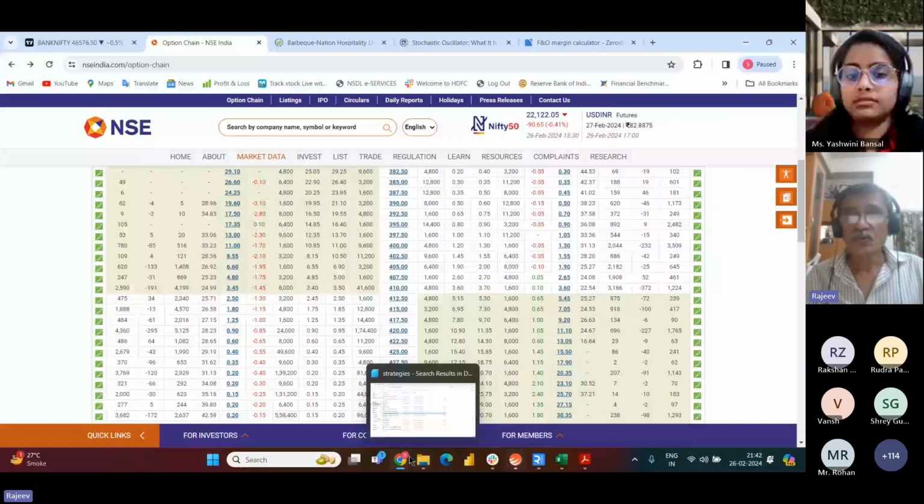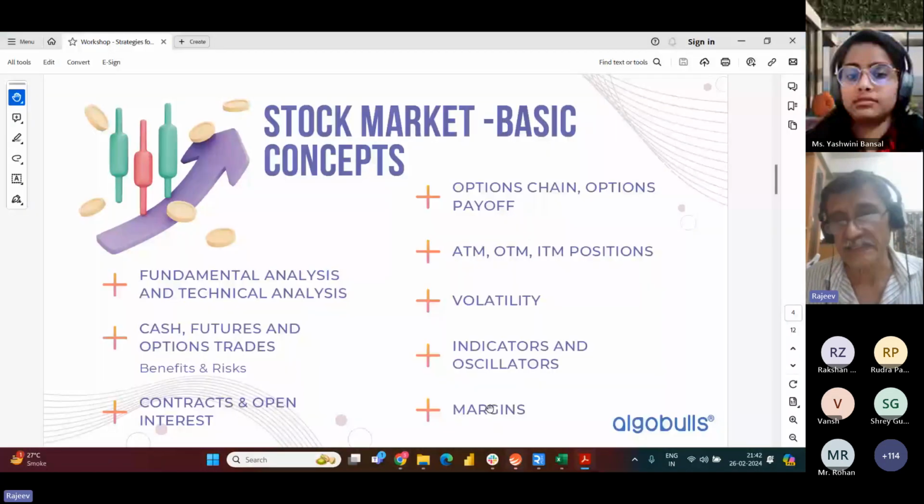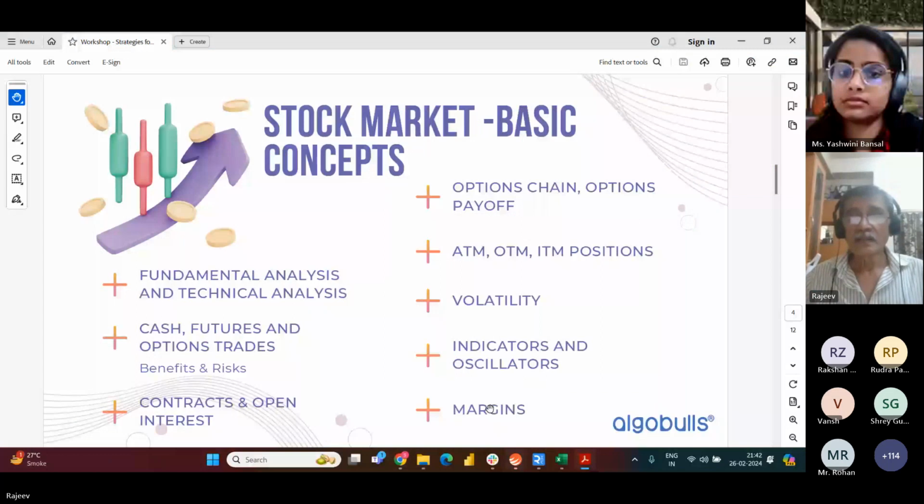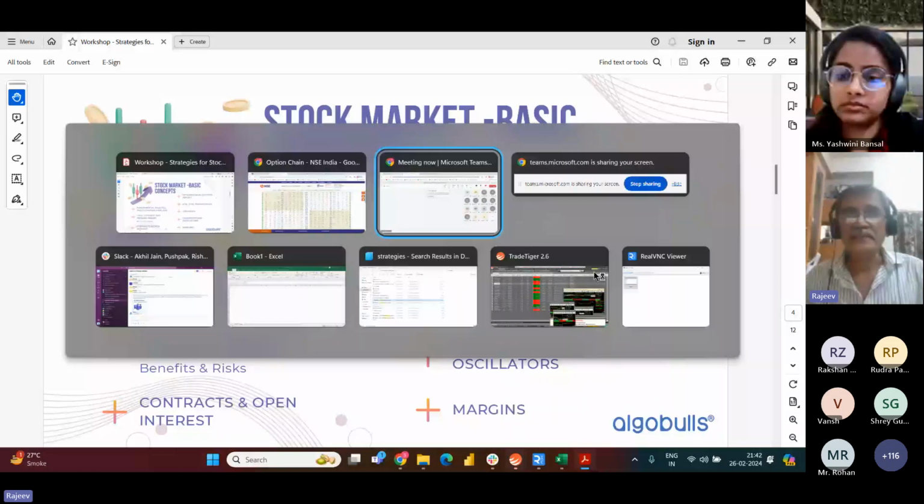With that, I move on to indicators and oscillators. Before that, I will cover margins because we touched upon margin initially. So I'll go back to that particular screen.